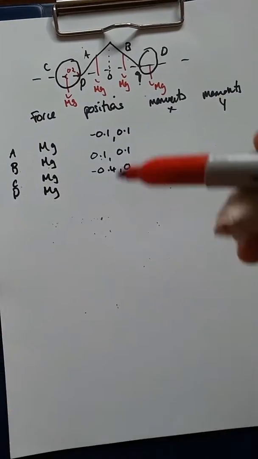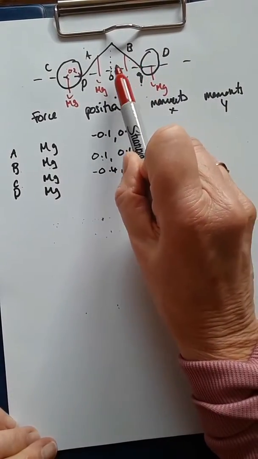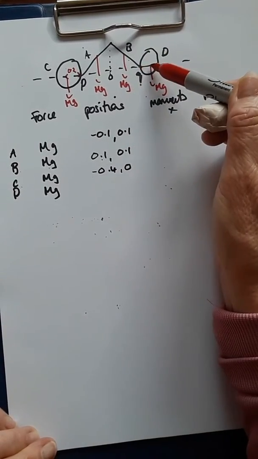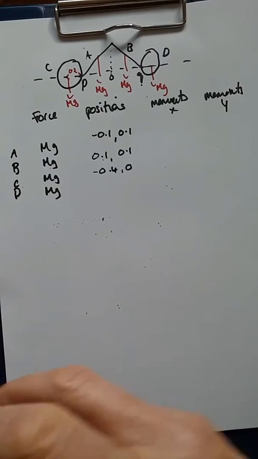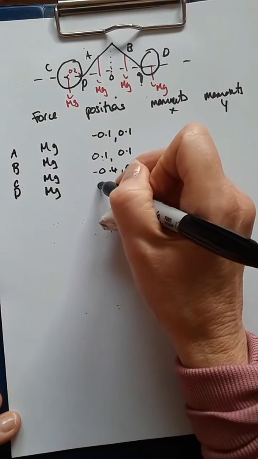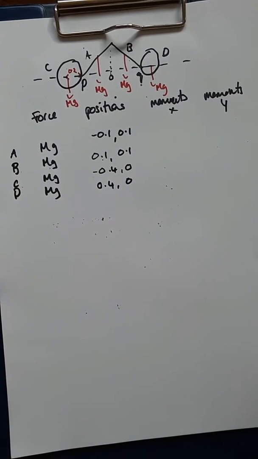D's centre of gravity, here it is, it's over there. Again, this is 0.2 from O to Q, and this is also 0.2 from Q to the centre. So that is going to be (0.4, 0). So finding those distances is where your work is.